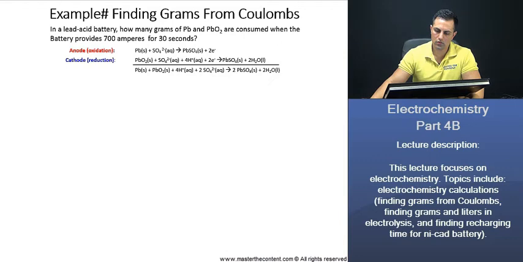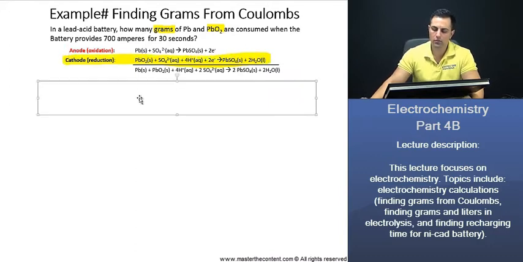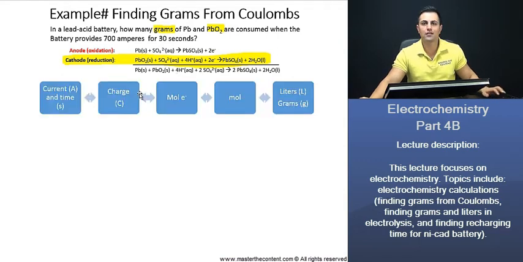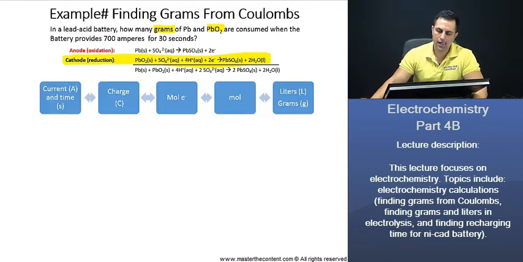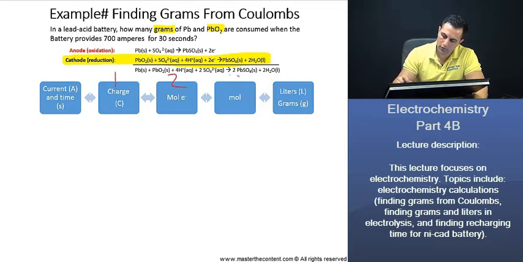Now we are looking for grams of lead oxide. In a lead acid battery, how many grams of lead oxide are consumed when the battery provides 700 amperes for 30 seconds? Well, here we're taking a look at the reaction at the cathode now. How are we going to solve this problem? Well, we can just take the exact same method, and we know that we will end up having 1, 2, 3, 4 conversions again.